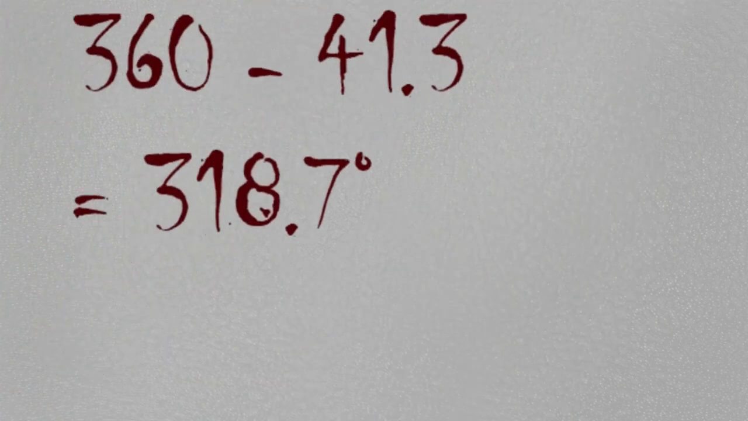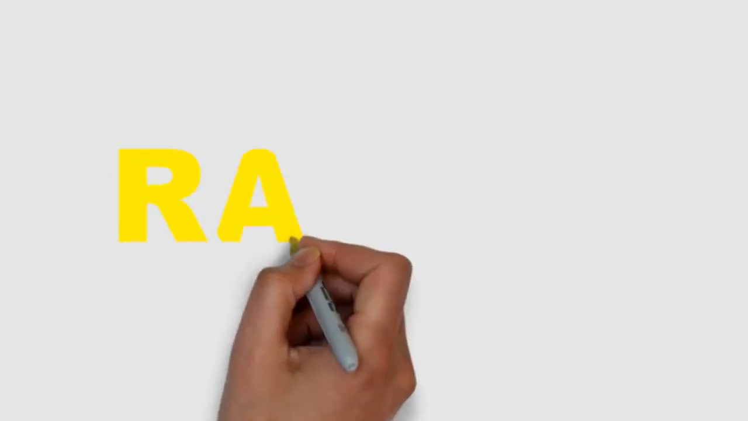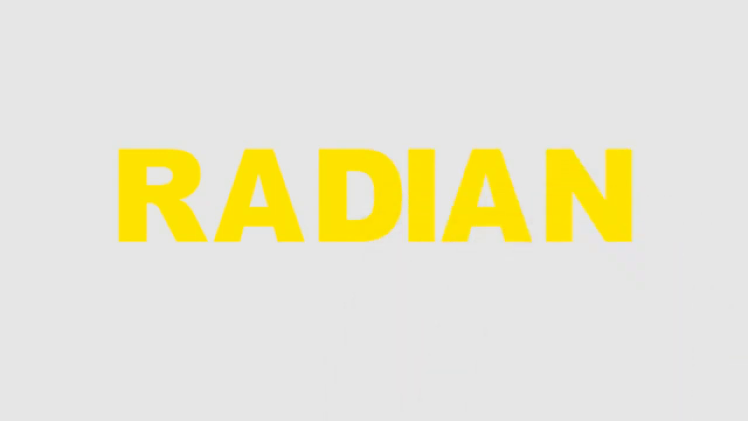So these are the values which will give us negative 0.88. You can try that with the calculator if you want. This was one example which we have done. Now we are going to move on to something different, which is called radians. So what is a radian?